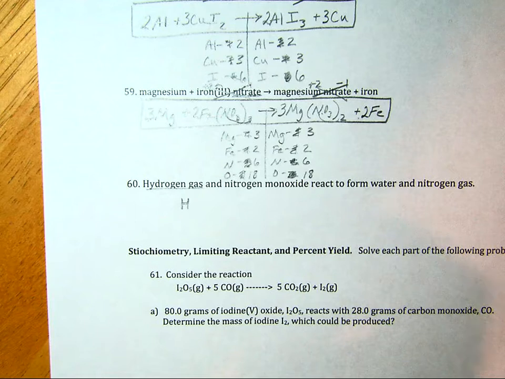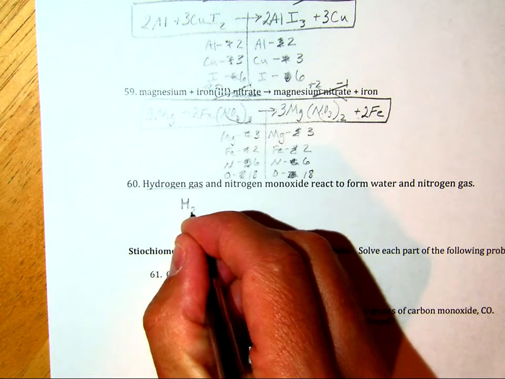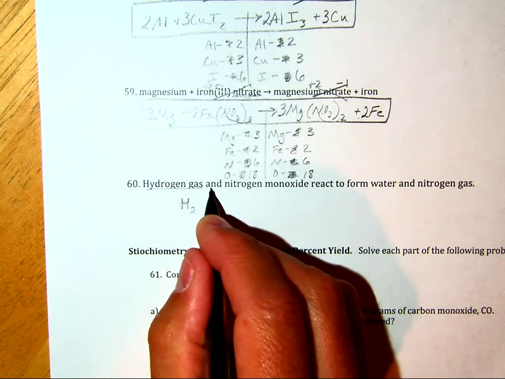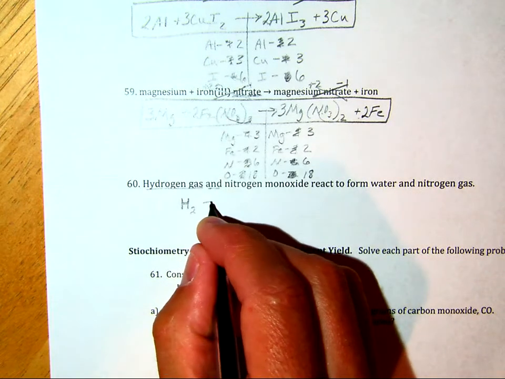However, if you ever have an element just by itself, you should ask yourself, is it diatomic? And the answer is yes, this is diatomic, so you need to put a little 2 there. Again, only if it's by itself. What do you write for "and"? Well, that means a plus sign.